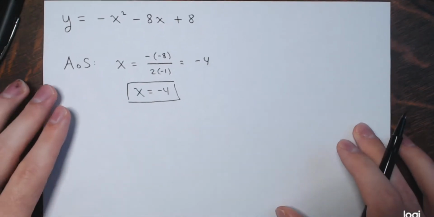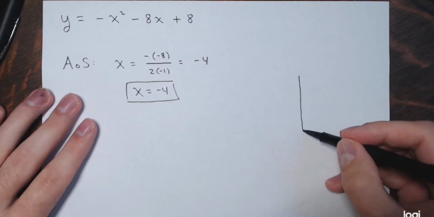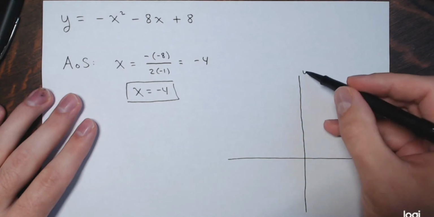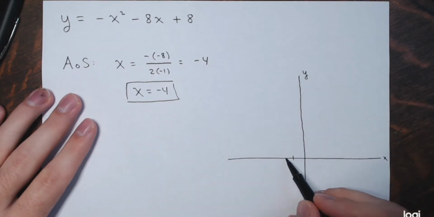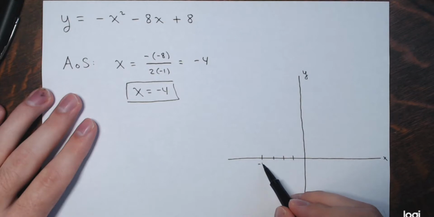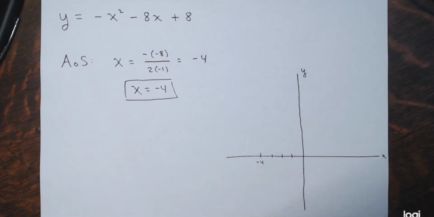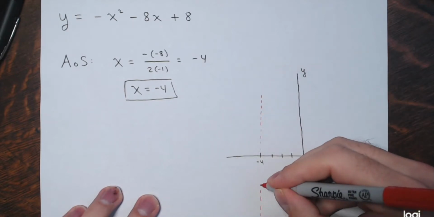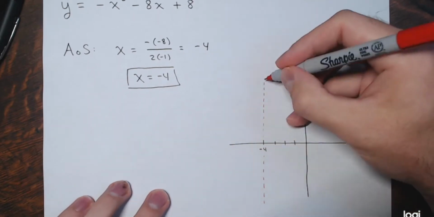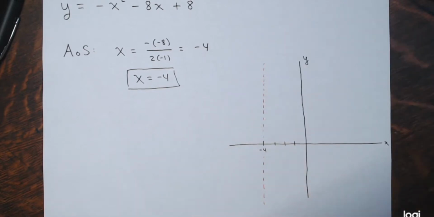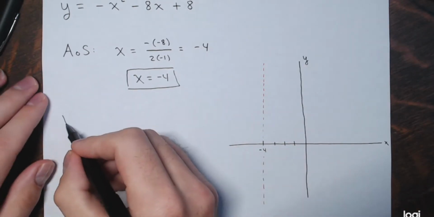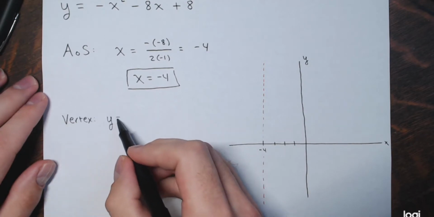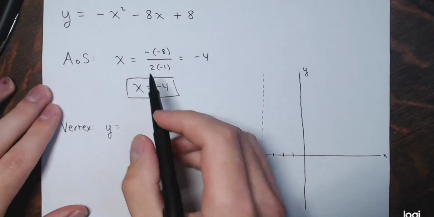And once again, you don't have to do this, but I'm going to. Here's the xy plane, and x equals negative 4. Alright, so negative 4 on the x-axis there, and I'll draw a little dotted line, a vertical line. Alright, there's the axis of symmetry for this parabola, and the vertex will show up on this line. And that's the other thing we're asked to find, the vertex. Now I know the x-coordinate is negative 4. I just need to plug that in and find the y-coordinate.